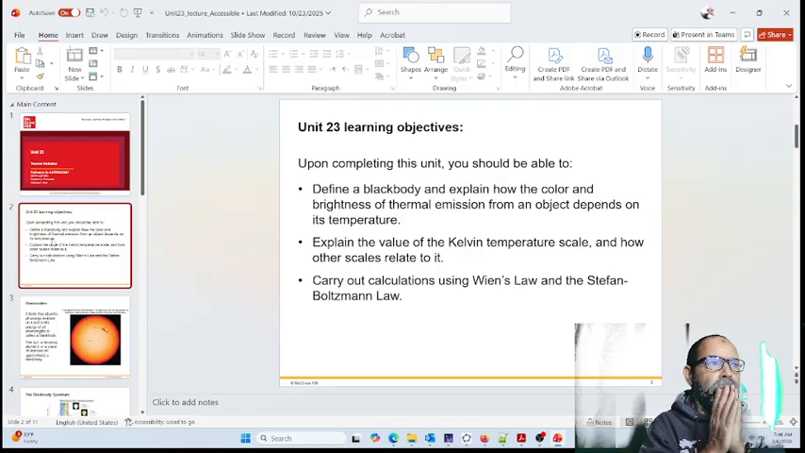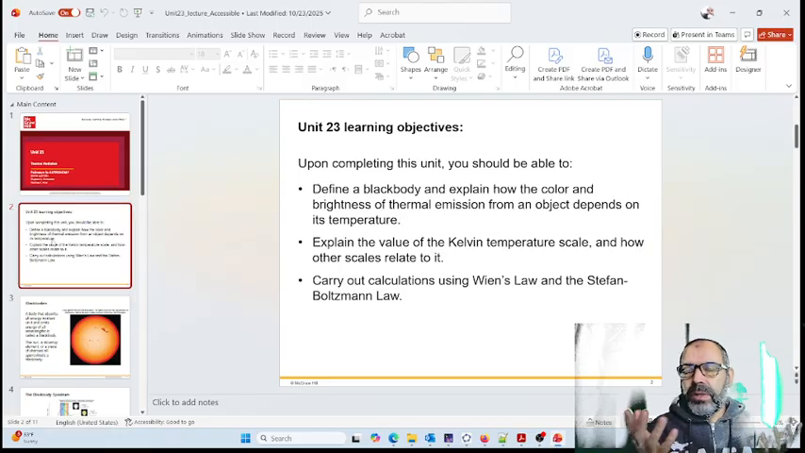Then we're going to talk about the Kelvin temperature scale, the one that is used by astrophysicists because it's more convenient than, for example, the centigrade or Celsius system or the Fahrenheit, okay?